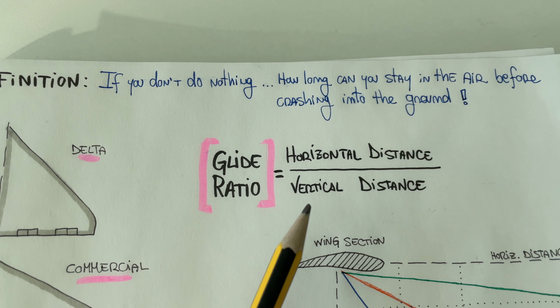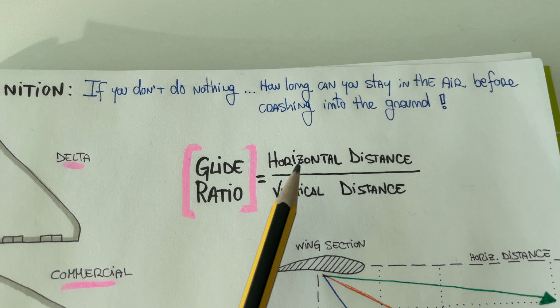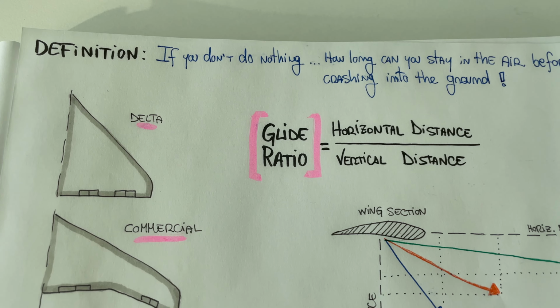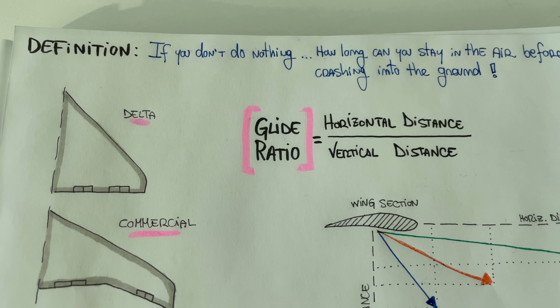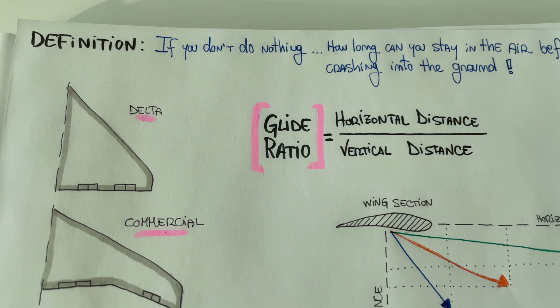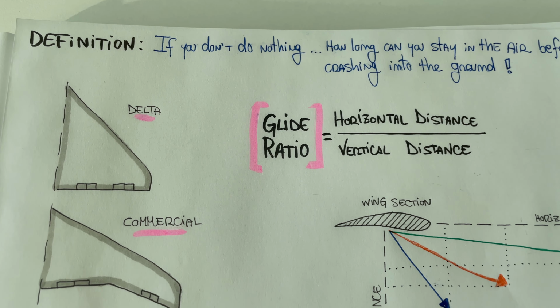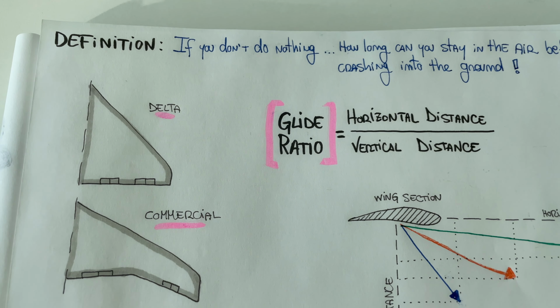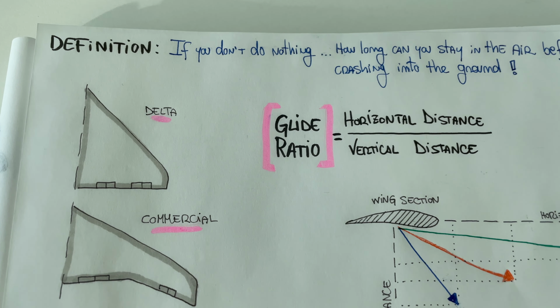If you want to look at the formula, we have the ratio between horizontal and vertical distances. So what that means is that glide ratio is one of the most important metrics when evaluating the performances of any flying objects, from airplanes to parachutes to paper airplanes, whatever. It provides a simple but powerful way to understand how efficiently an object moves forward compared to how much it descends. So let's take, for example, this wing section.